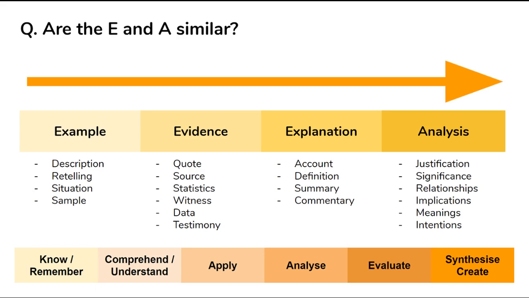An explanation defines or summarizes your example. It shows that the example or evidence actually matters and answers the question. An analysis is an even deeper justification of your examples and evidence. It explains the significance of your ideas and suggests the meanings or importance of what you've written.